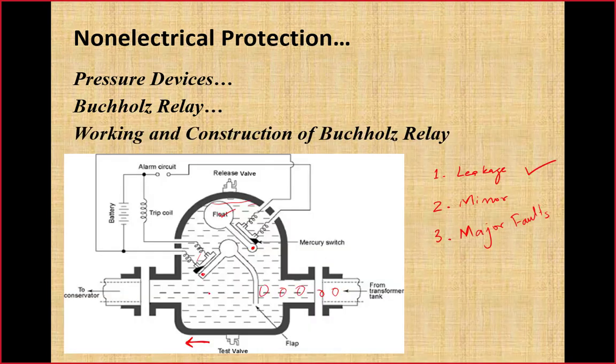Next, from this release valve at the top of this buccal relay, the valve will be opened and those gases will be collected, and then sent for further chemical analysis to understand what was the actual reason for production of these gases inside the transformer tank. And once the gases are released from there, this relay will get filled with oil again, and then the relay can be reset.